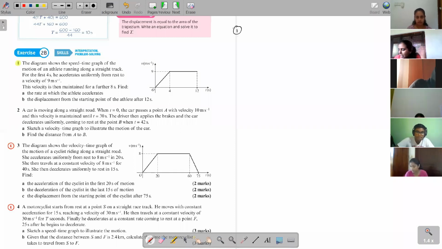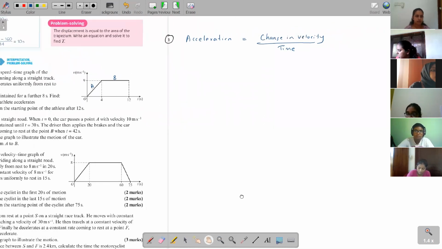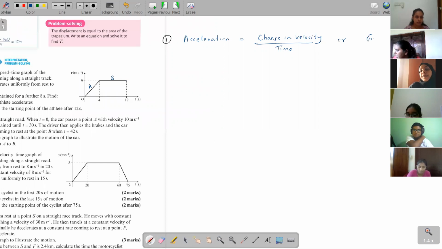You don't have an entirely accelerating graph. We all know very well the first section, section A, is the accelerating one. Section B is constant velocity, 0 acceleration. In section B, no acceleration. So for section A, they want you to find the acceleration. How do you find the acceleration? One way to find acceleration is change in velocity over time. Or you can even use the gradient. Acceleration equals gradient. Any of those things are correct.